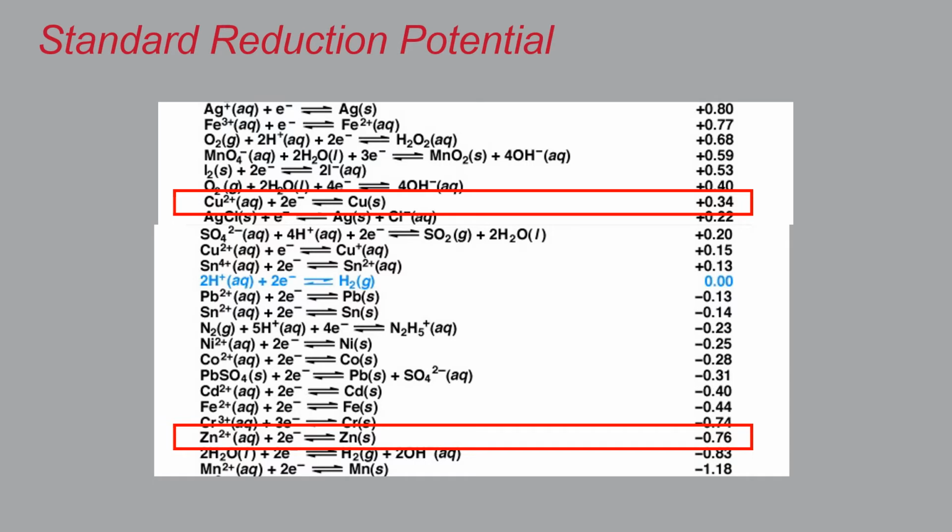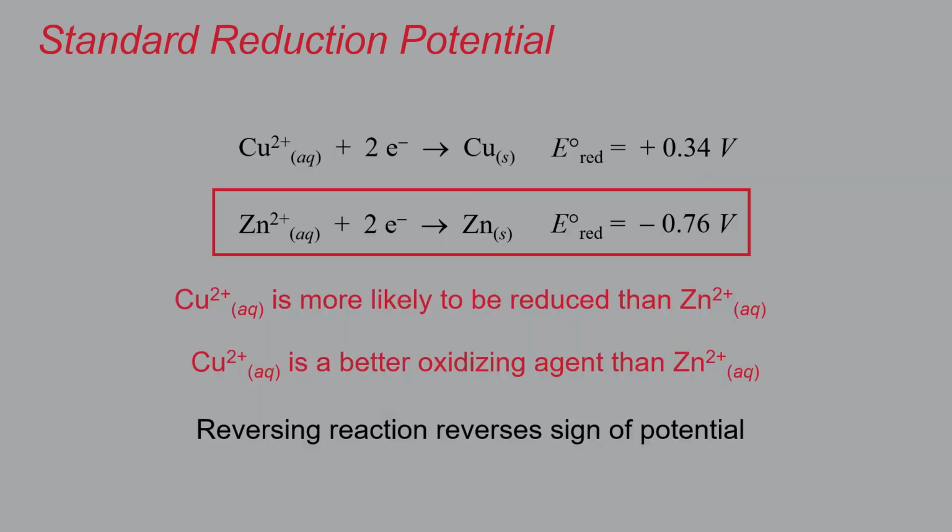on the 2 reduction half reactions that have to do with the copper zinc example that we just talked about. All right, so I'm just going to bring those 2. So the standard reduction potential of copper plus 2 to form copper is said to be positive 0.34 volts. And the standard reduction potential of zinc plus 2 to form zinc metal is negative 0.76 volts.